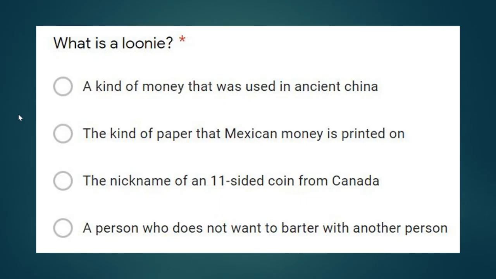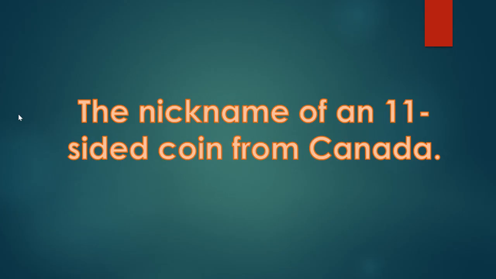What is a loonie? We talked about this when we talked about currency. What is a loonie? A kind of money that was used in ancient China, the kind of paper that Mexican money is printed on, the nickname of an 11-sided coin from Canada, a person who does not want to barter with another person. What is a loonie? It is a nickname of an 11-sided coin from Canada. Loonies come from Canada because of the bird.